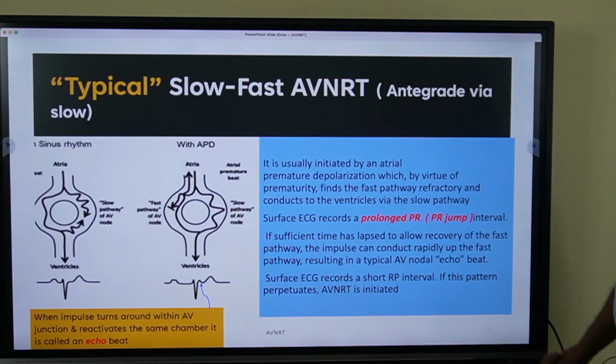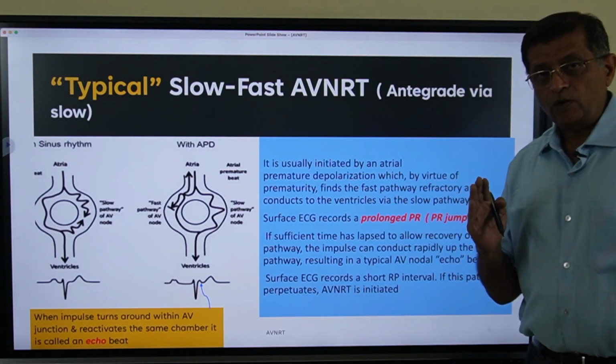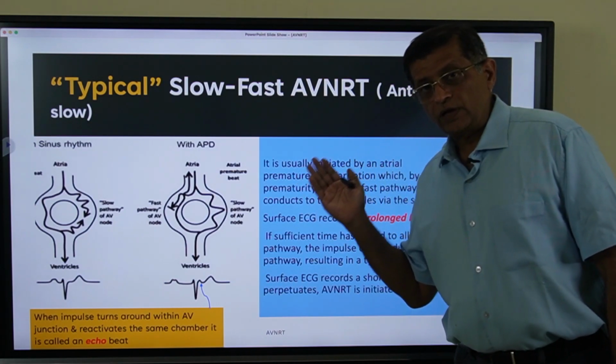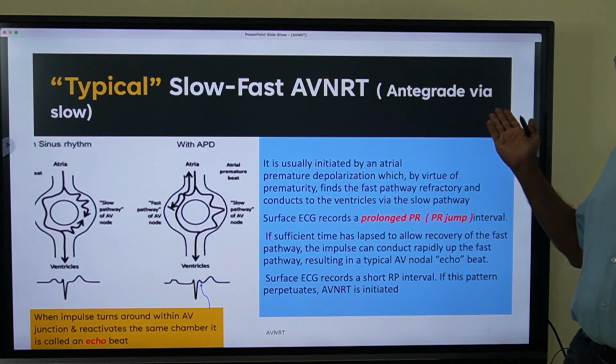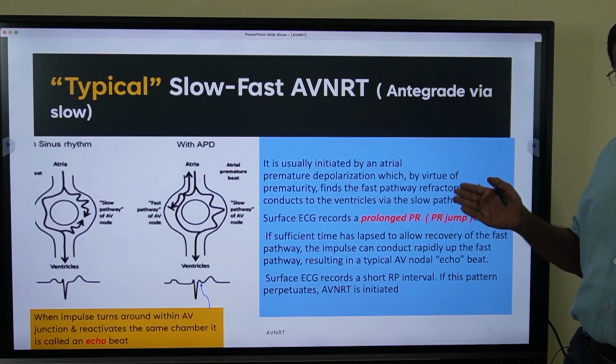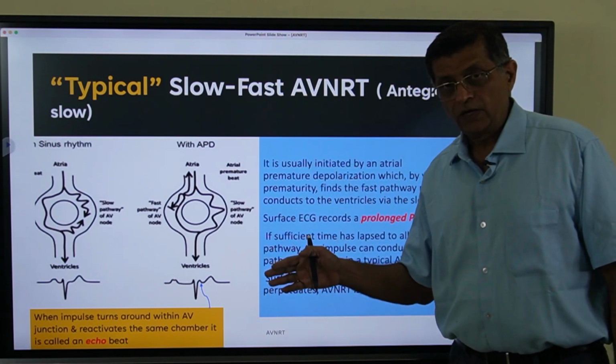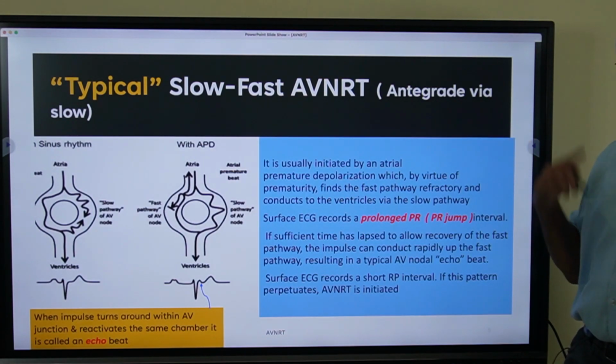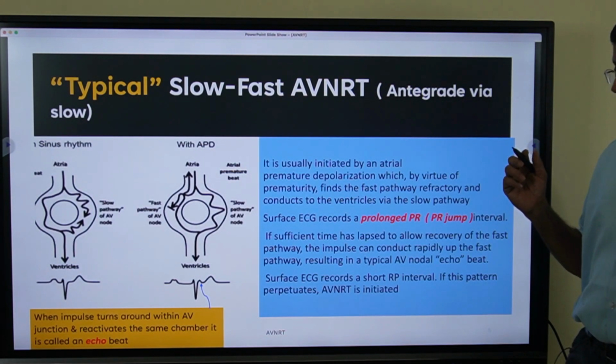Now, AVNRT could be typical or atypical. It is called typical when the ventricular activation, or antegrade flow of the current, is through the slow pathway, and the retrograde activation of the atria, that is re-entry, is through the fast pathway. I will explain.